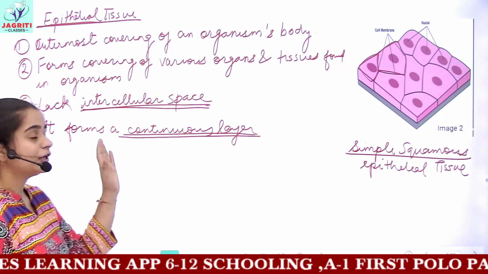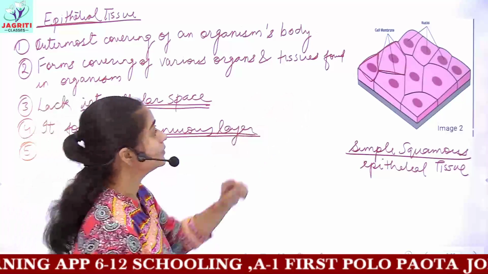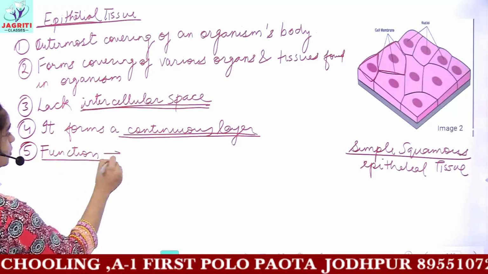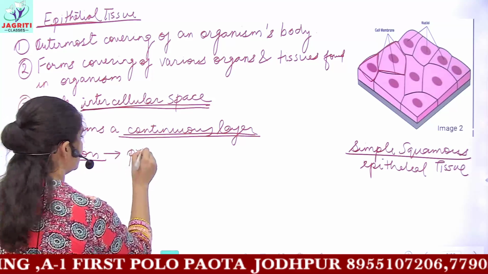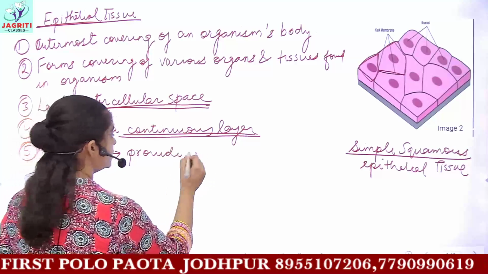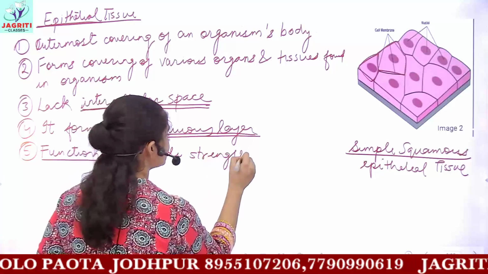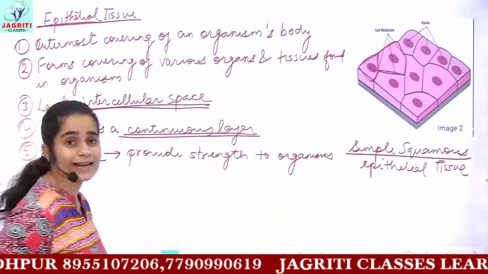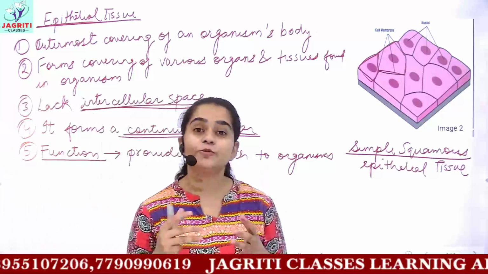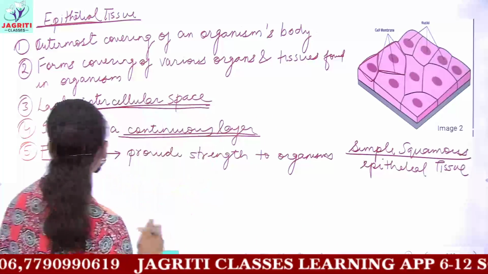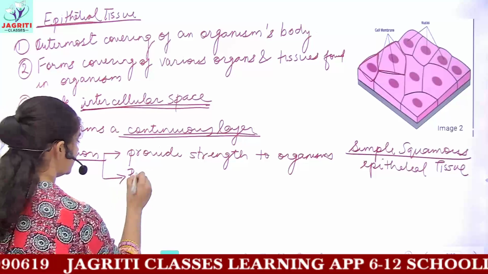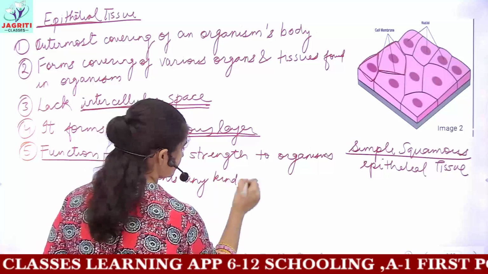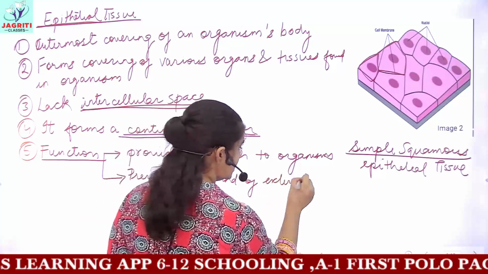And because it does not have any space between it, if we try to write down the functions of this tissue, its function is to provide strength to the organism. This provides mechanical support or strength to the organism. Then this prevents the organism from getting external shocks or injuries. So the next function would be, it prevents any kind of external injuries.